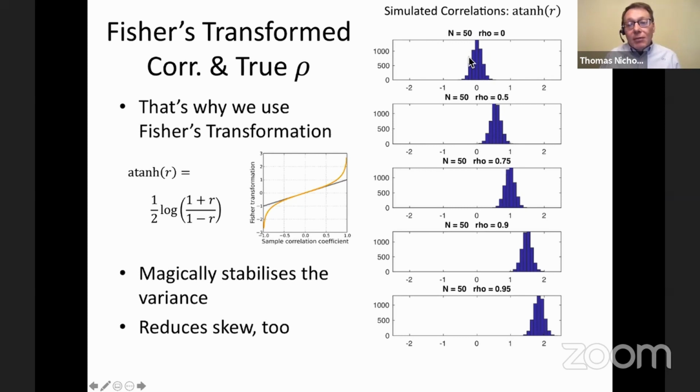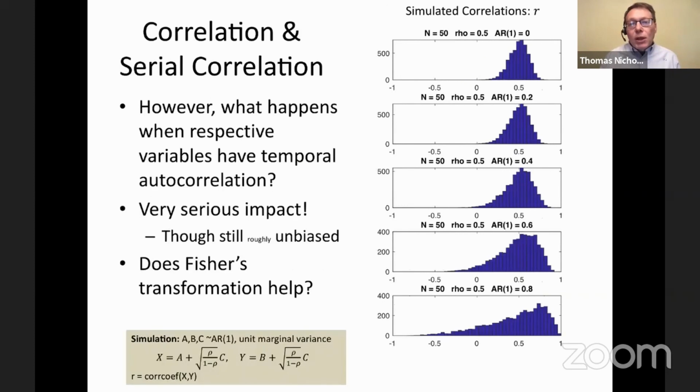Now we have the same standard deviation for all these, and that's really good. I think people have some sense of that, but what is not appreciated as much is that when you have serial correlation, so when the individual variables that are submitted to a correlation themselves have correlation, in this case temporal correlation, that's going to affect the sampling distribution of the correlation coefficient as well.